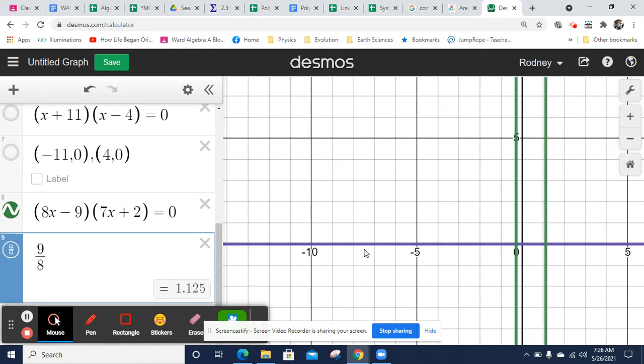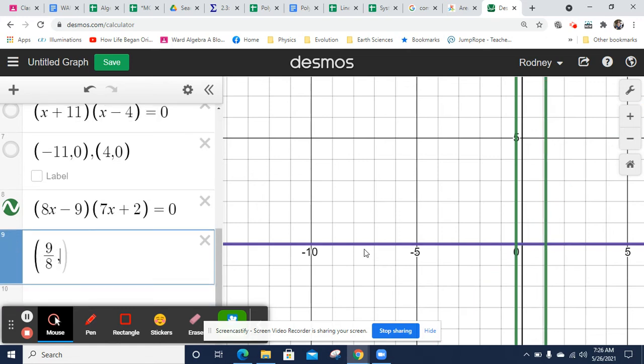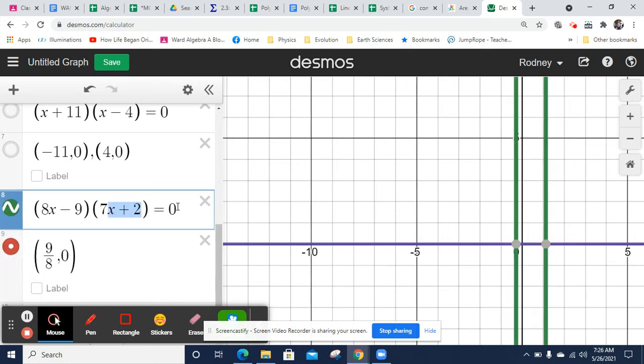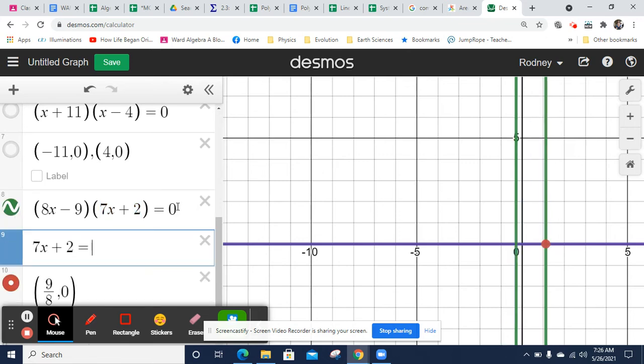So I'm just going to plot that as an x-intercept. Now, Desmos will, of course, turn it into a decimal. Now, I'm going to do the same thing with the other factor. I'm going to make it equal to 0 because what I'm really doing is finding the x-intercepts of the factors. The x-intercept of the factor will make the factor 0. So I'm going to say 7x plus 2. It's a two-step equation. My first step is to get rid of plus 2, so I'm going to subtract 2 from both sides.